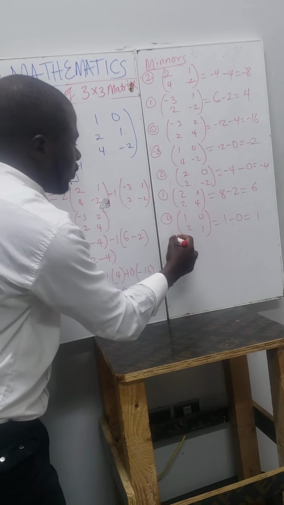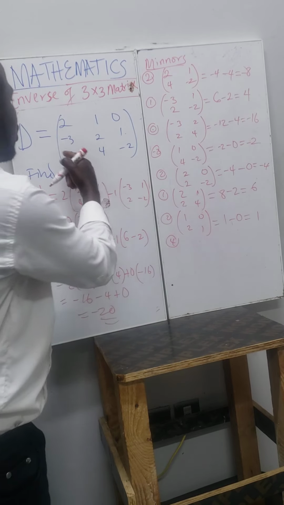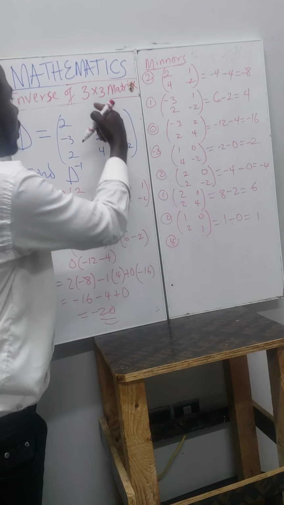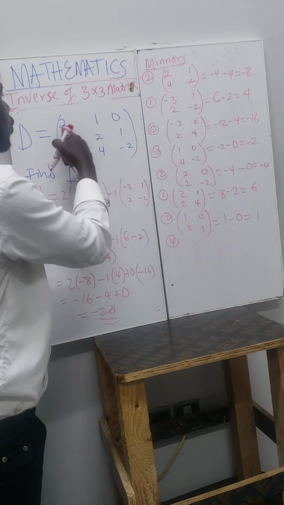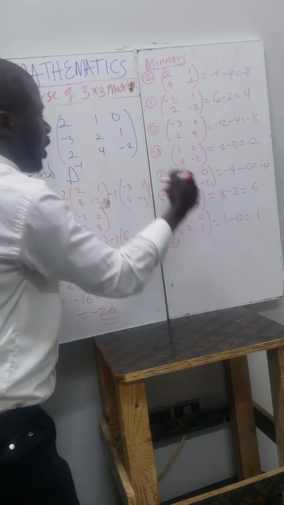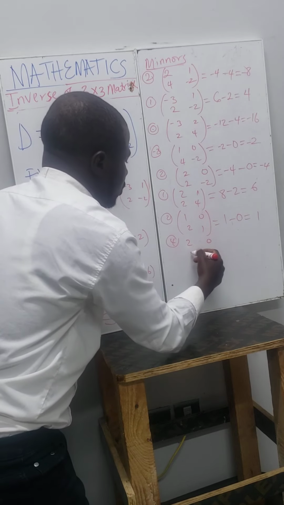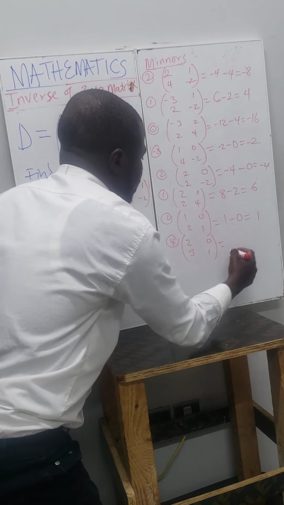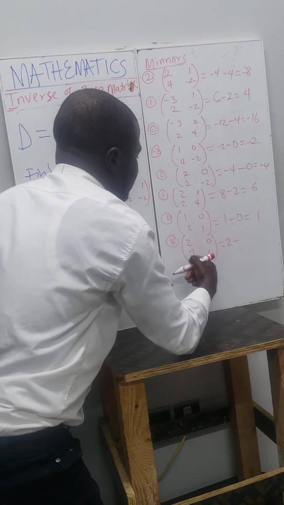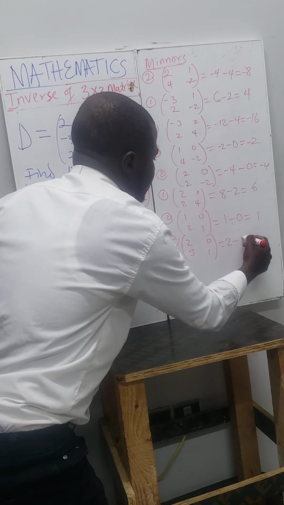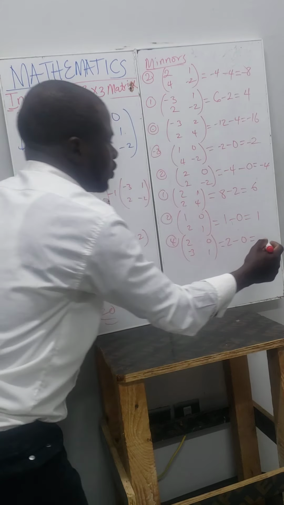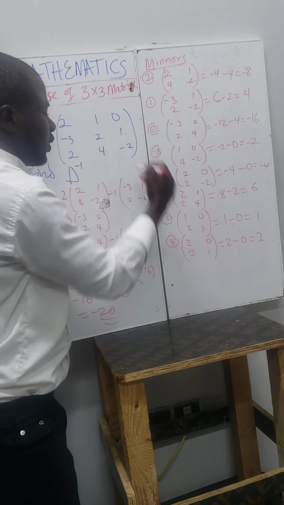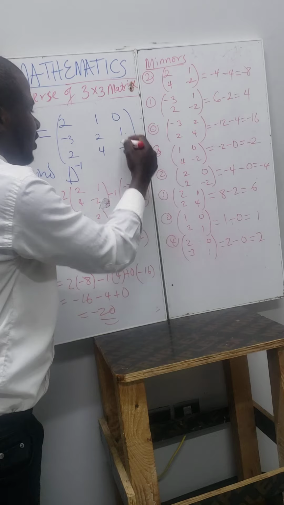Then element 4. All the elements along the same row, all the elements along the same column, we block them. This one, this one. What do you have left? We have 2, 0, minus 3, 1. 2 times 1 is 2. Minus 3 times 0 is still 0. 2 minus 0 is still 2. Do you understand? Then the last one is the minor along the element minus 2.